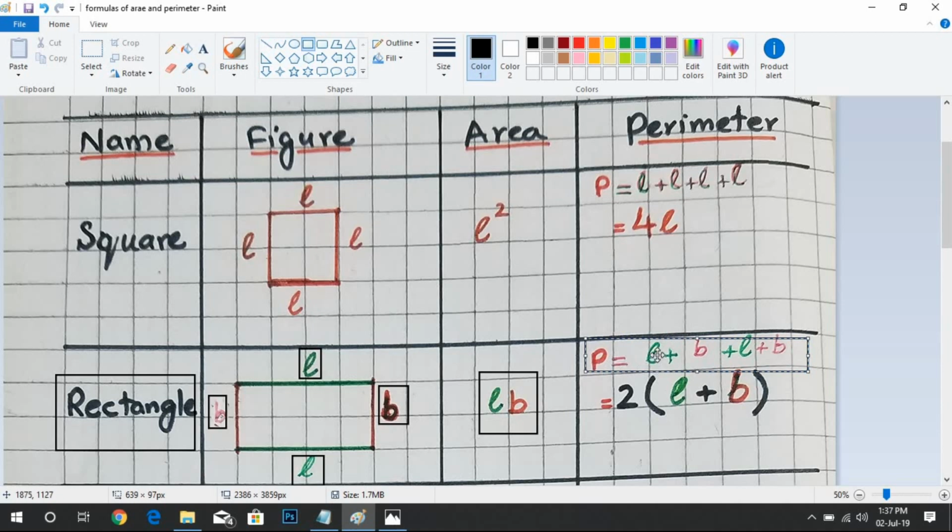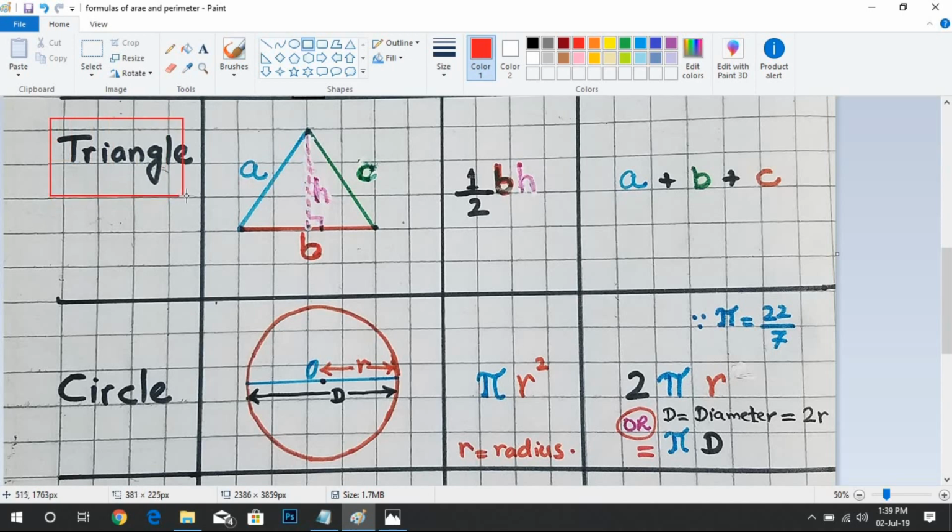P is equal to L plus B plus L plus B. Add these two L's, L plus L is 2L, B plus B is 2B, and taking 2 as common, we get the formula 2 into L plus B. Now we find the area of a triangle.